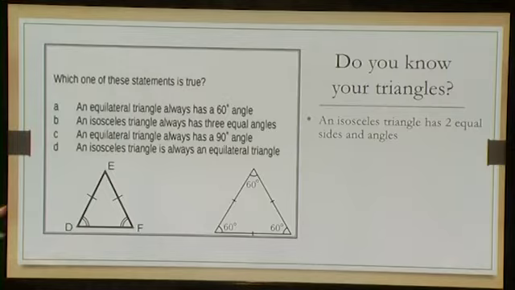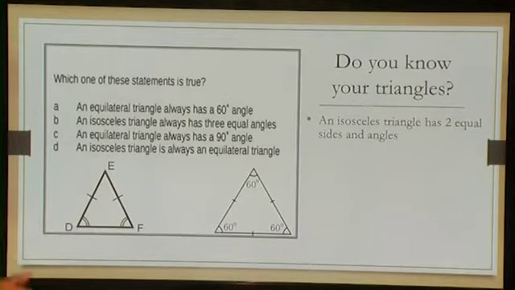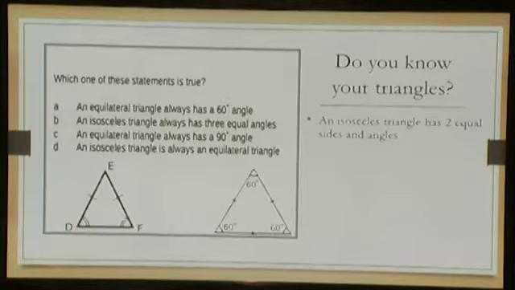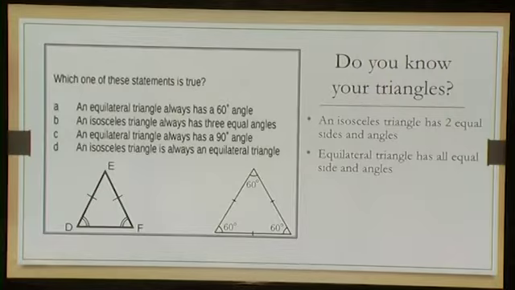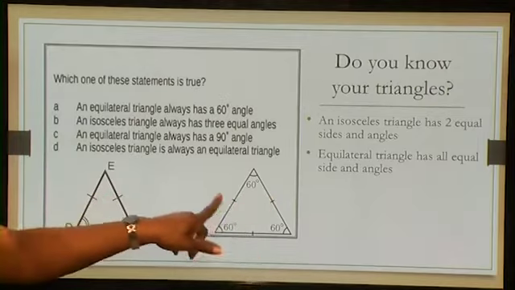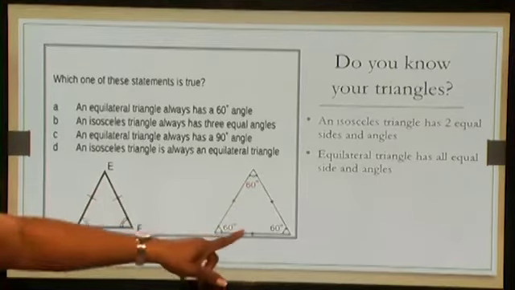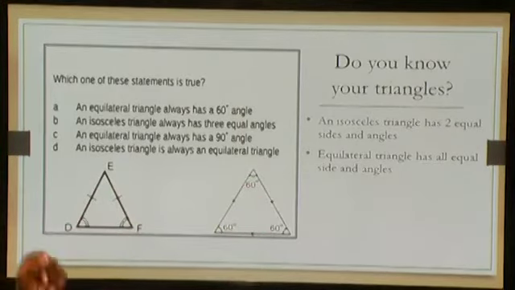So what we're saying, ED is equal to EF. Those are the sides. And angle D is equal to angle F. That's an isosceles triangle. Now let's look at the other one. An equilateral triangle has all equal sides and angles. So if you look at this one, you see the same mark on all 3 sides. That means all the sides are equal. And if you look, all the angles are 60 degrees.